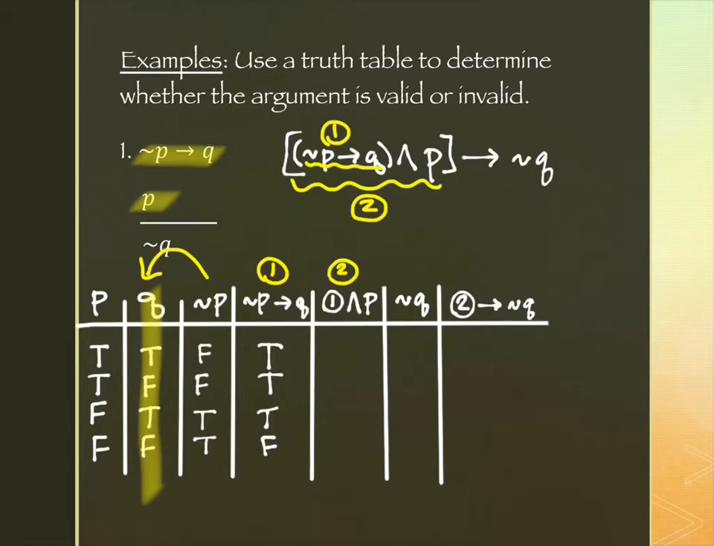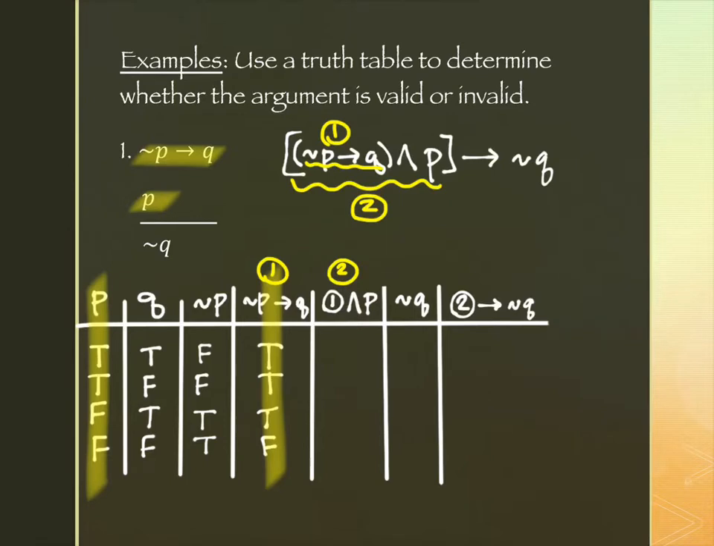Next, we're going to do the and statement column. So this one says I have column 1, when I've labeled that way, and column P. When is an and statement true? When both are true. So I have to have both true in order to have an and statement true, and if I have any falses at all, it's false.